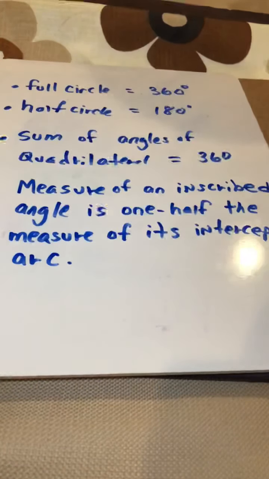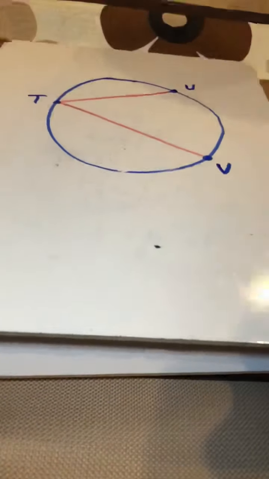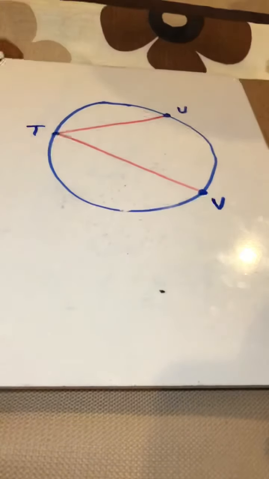So the first thing we're going to look at is, before we get into an inscribed quadrilateral, let's identify what an inscribed angle is. Because remember, a quadrilateral has 4 inscribed angles to form the quadrilateral. So let's quickly look at this figure here.